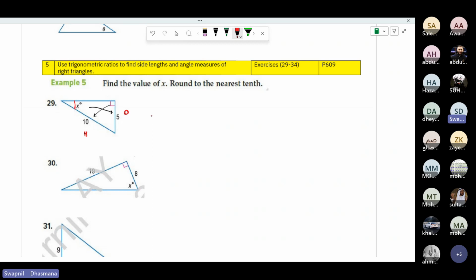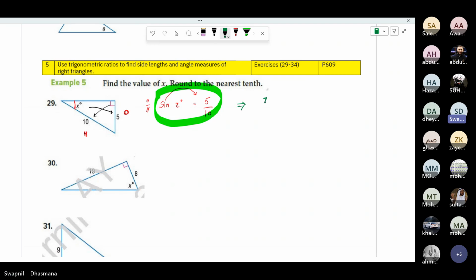Which ratio has O and H? Sine. So sin X equals O over H. So O is 5, H is 10. Now how to find X? You will take inverse sine here. So if you take inverse sine there, it will become X equals sin inverse of 5 over 10.